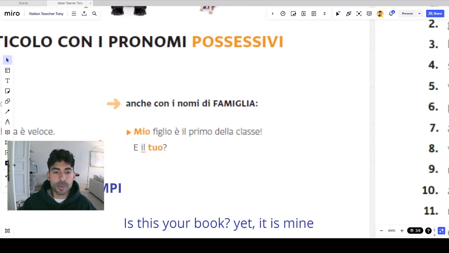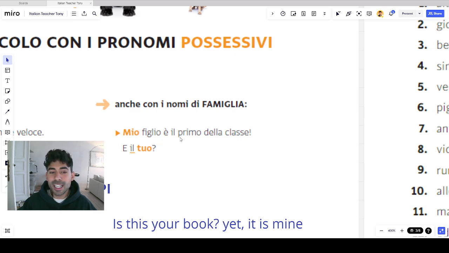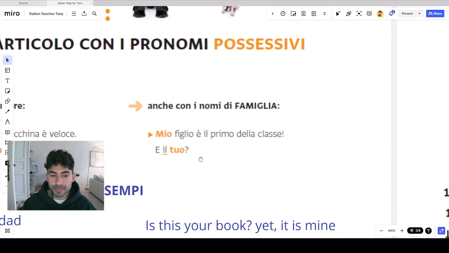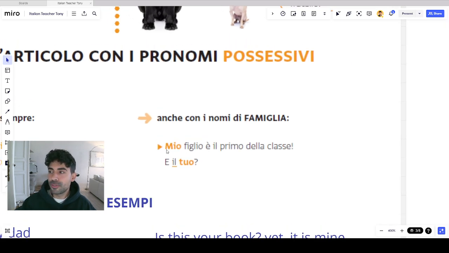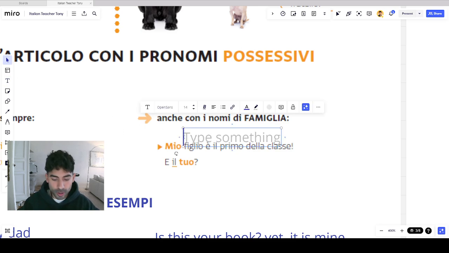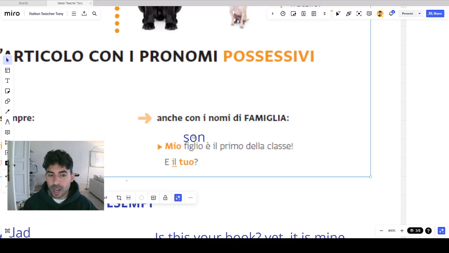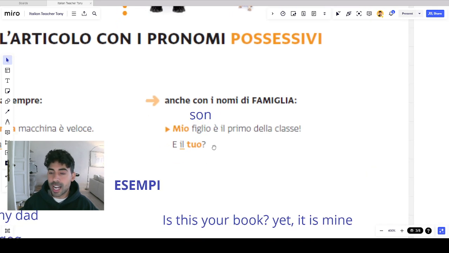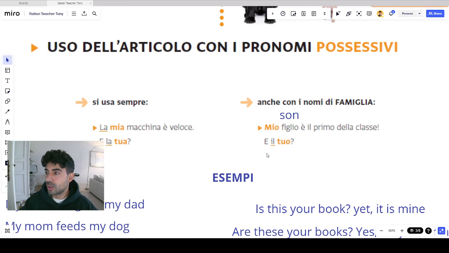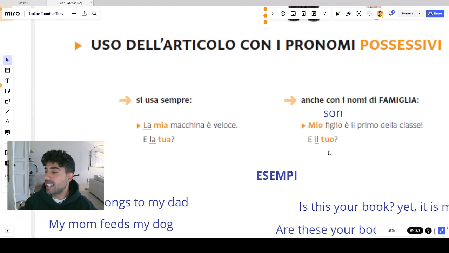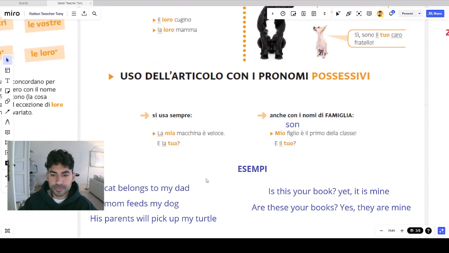Let's have a look at another example. Mio figlio è il primo della classe. E il tuo? In this case, we have two different examples. In the first sentence, mio is used as an adjective, but for a family noun, my son. So, in front of a family noun in the singular, you do not put the article. However, il tuo, your son, is a pronoun, therefore we will be using il in front of it. So look, in both examples, la tua, il tuo, they are pronouns, you put the article.